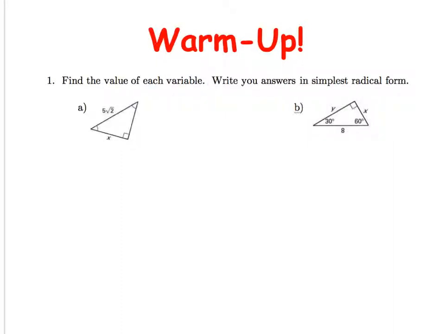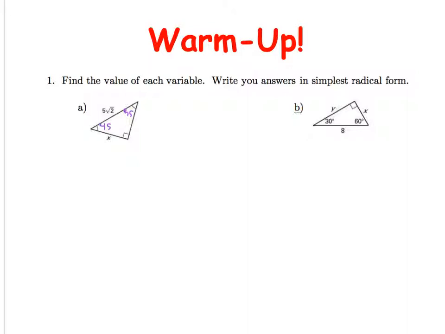For your warm-up today, you have to find the value of each variable and write your answer in simplest radical form. So we're going to look at this triangle here, and this is a right angle. So we know it's either 45, 45, 90, a 30, 60, 90, or a right angle. And I know since both of these two are the same, then it must be a 45, 45. So I put 45 degrees here and 45 degrees here.